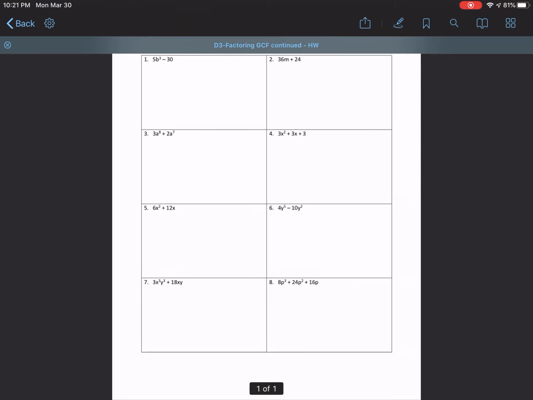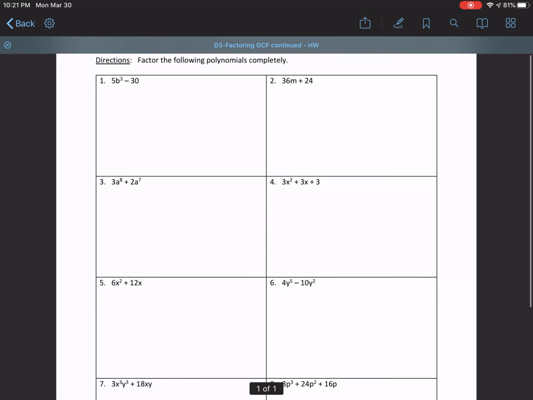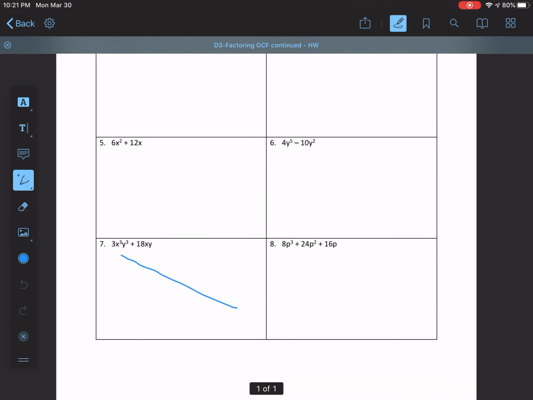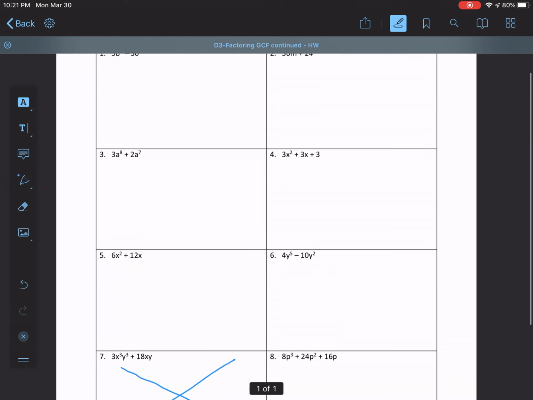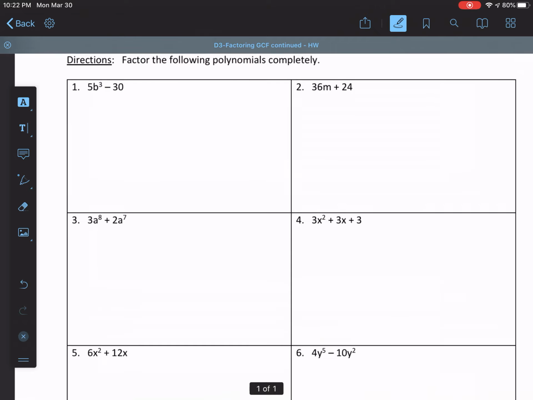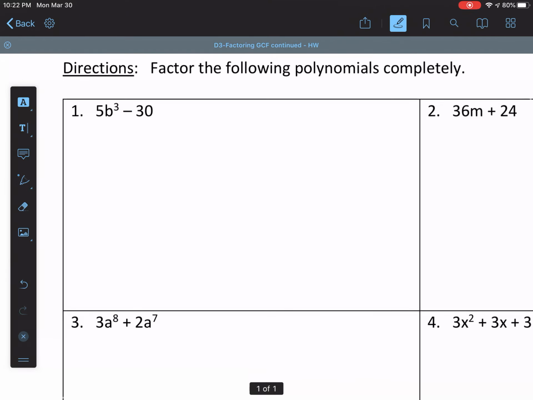Do some more practicing with factoring GCF. Okay, so I'm going to go through this worksheet. We're only going to be doing 7 of the questions out of the 8. I am eliminating this one over here. Okay, and let's start at the top. I'm going to go through all of the steps so that if you feel like you forgot anything or you feel a little stuck on something, we'll go through all of it right now.